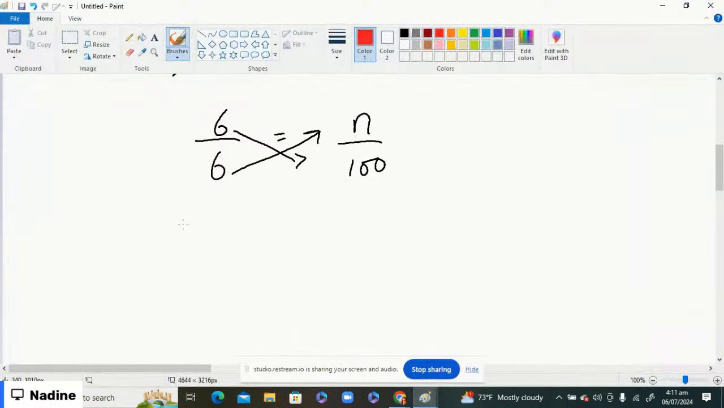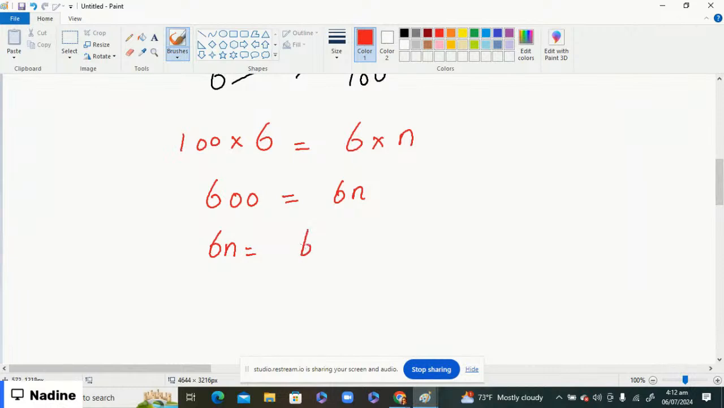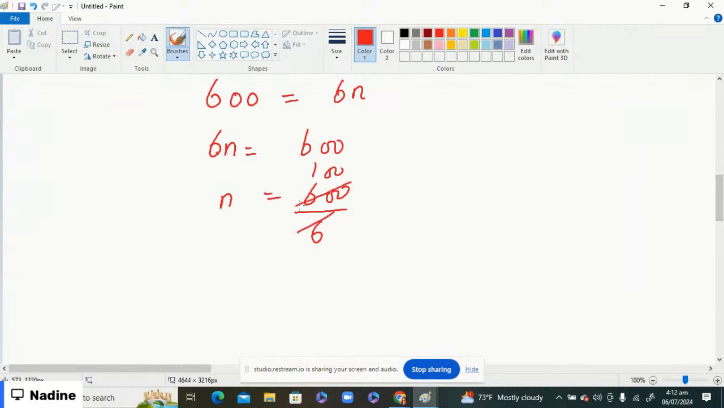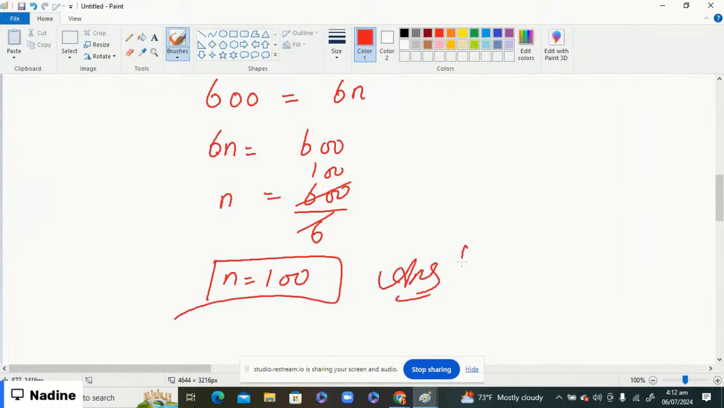So what it becomes: 6 multiplied with 100, and 6 multiplied with n. It becomes 600 and 6n. Now if you want to shuffle the positions, 6n equals 600. Now for finding the value of n, this 6 is multiplied with n. When we move it, it becomes division. So n equals 100. That is your final answer. I hope you get it.